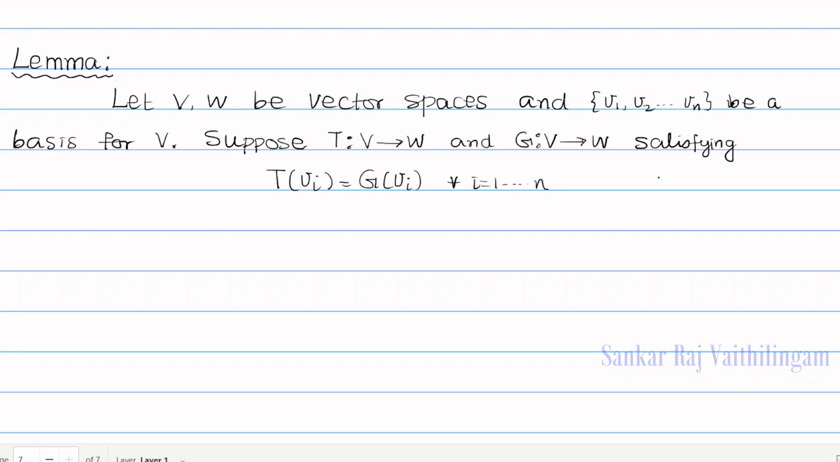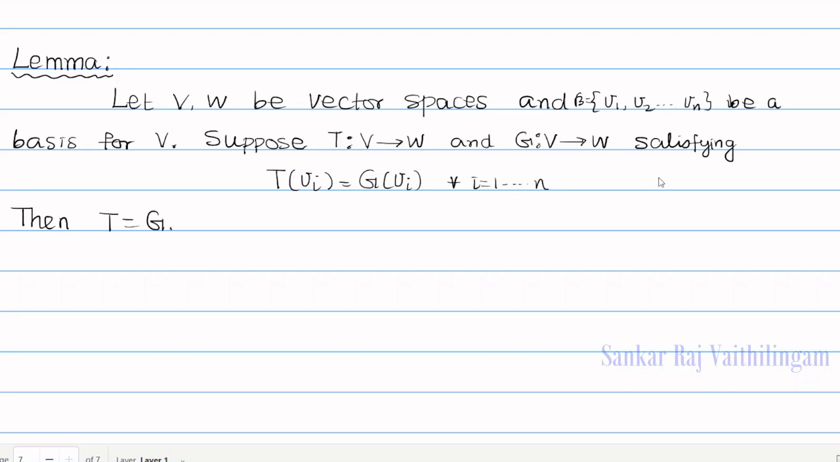That means I call it condition B, that is G equals T on the basis. Whether we put V1, V2, V3, up to Vn in the basis, G and T are equal. That means on all the basis elements, these two linear operators agree. Then we are going to show that T is equal to G.